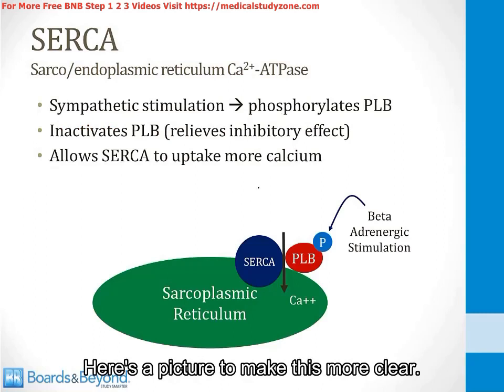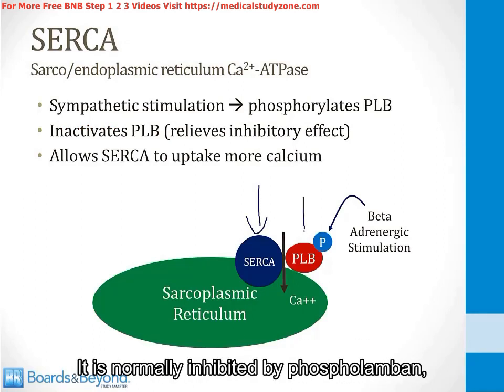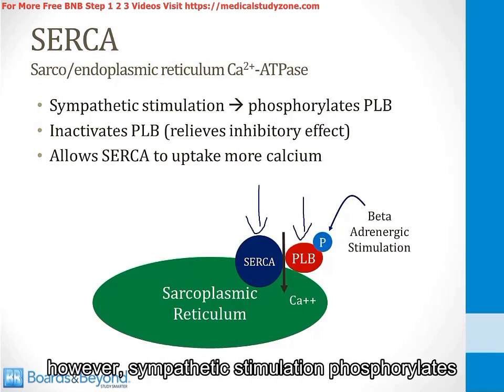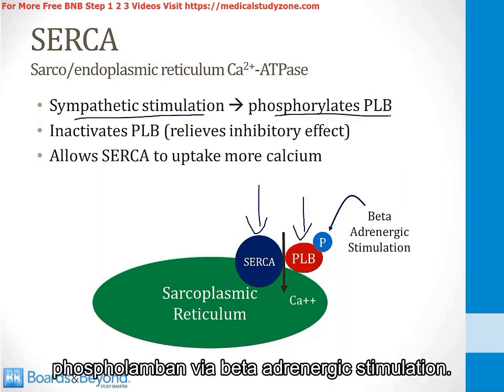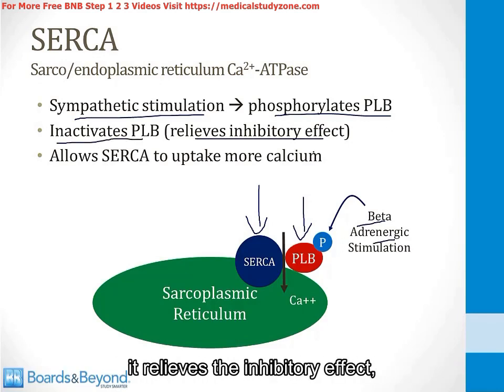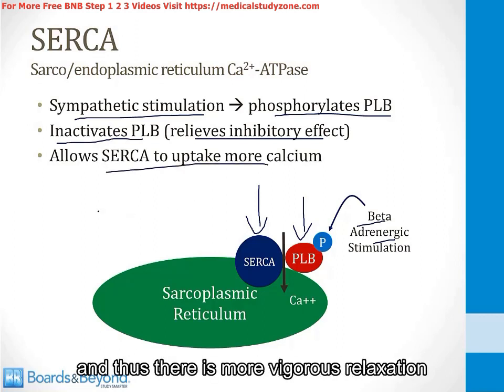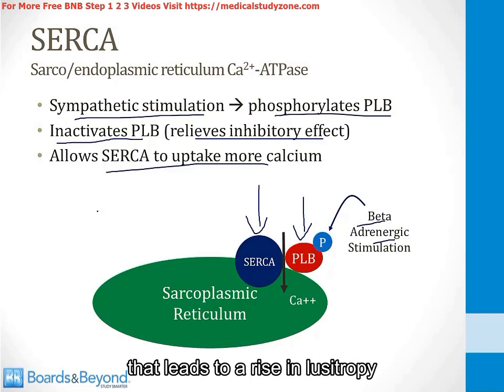Here's a picture to make this more clear. Here's SERCA in the membrane of the sarcoplasmic reticulum. It is normally inhibited by phospholamban. However, sympathetic stimulation phosphorylates phospholamban via beta-adrenergic stimulation. This inactivates phospholamban. It relieves the inhibitory effect. It allows SERCA to take up more calcium, and thus there is more vigorous relaxation of the left ventricle. That leads to a rise in lusitropy and an increase in preload.